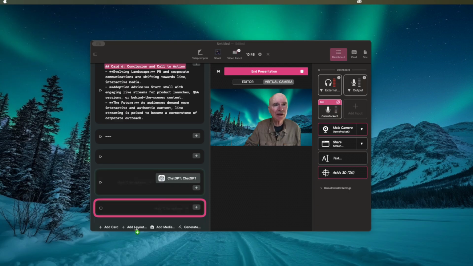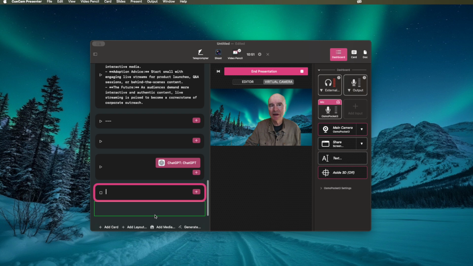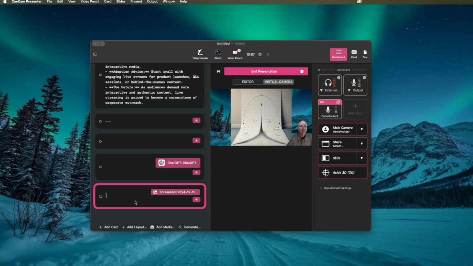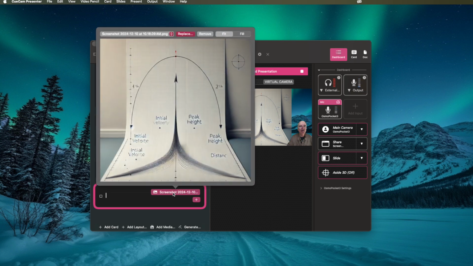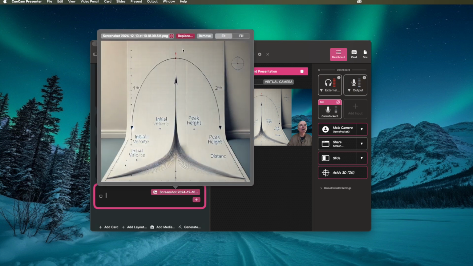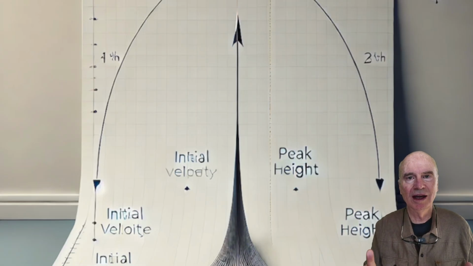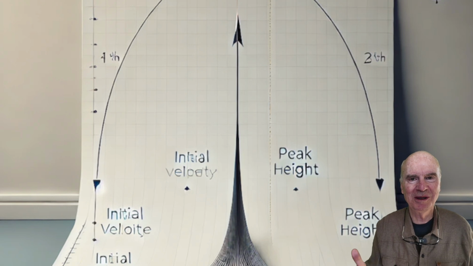Here's my download screenshot, and I'm going to drop that right there. And there it is. So that got me that picture, and I want to convert it into a fill. There we go. And so here's a way to introduce the lesson, and I've been given all the structure that I need in order to give a presentation using CueCam with graphics for a class session.